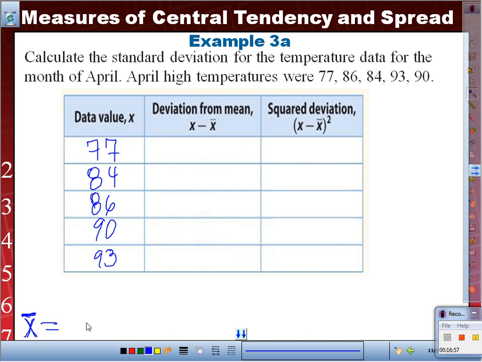All right, so we add all these numbers: 77 plus 84 plus 86 plus 90 plus 93. Total is 430. And we divide by, how many numbers are there? 5 of them. So we're finding our mean, also known as chi. So 430 divided by 5, that's 86.